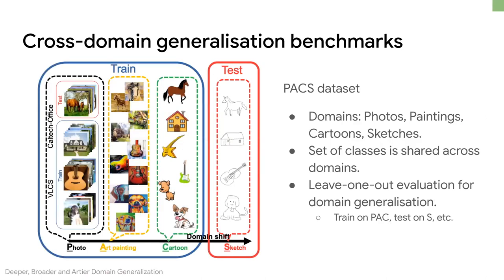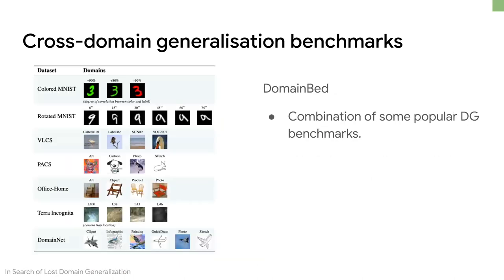So there are many examples of such benchmarks, like the PACS dataset, where we have photo, art painting, cartoon, and sketch. Each time you do leave-one-out evaluation. So for example, you train on photo, art, and cartoon, and then test on sketch, or in different combinations. I'm going to show you different types of benchmarks in this domain.